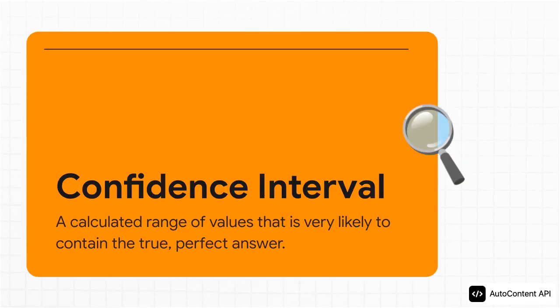Well, this is where statistics comes to the rescue. There's this awesome tool called a confidence interval. And what it does is, based on all the random samples it took, the computer can basically draw a box and say, okay, I am 90% sure that the real, true, perfect answer is somewhere inside this box. It's a way for the computer to tell us how sure or unsure it is.